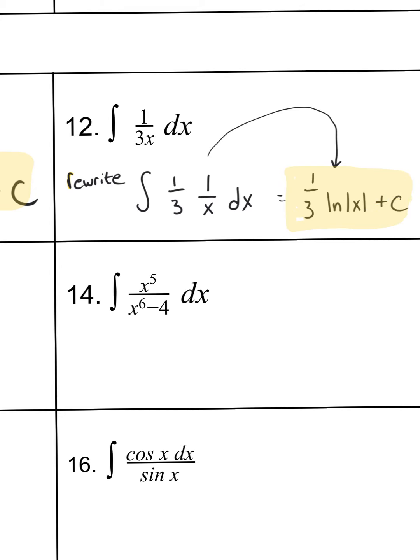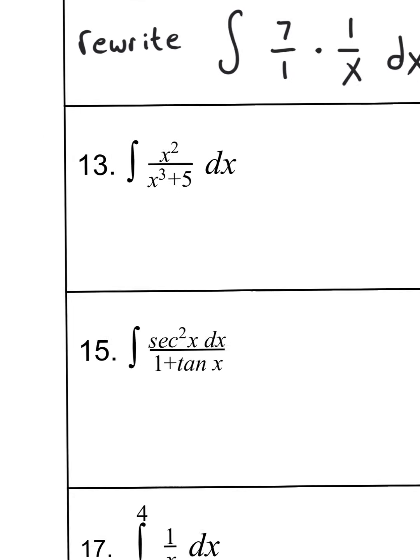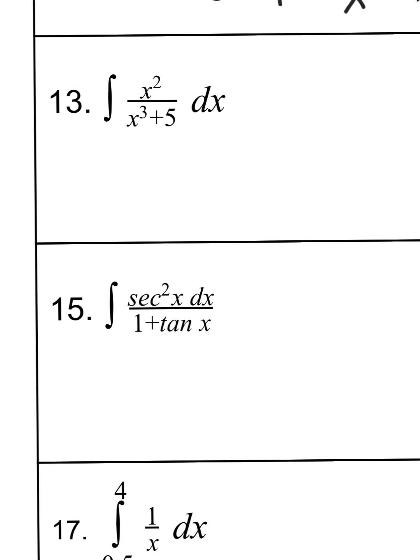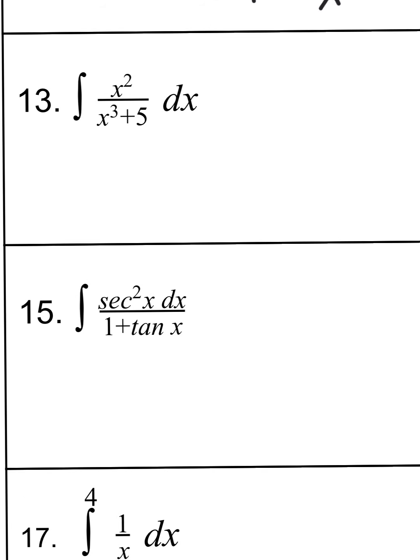All right, let's dial it up a notch difficulty-wise. Let's go to number 13. This is a fraction. There's nothing that we can do to pull this apart algebraically to make it any easier, so this is definitely going to be u substitution. The first thing we're going to do is pull it apart, rewrite it. We put the numerator, which is x squared over 1, and we put 1 over the denominator, which is x cubed plus 5, and then we have dx. So now we go to work.